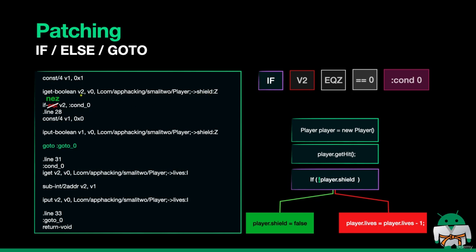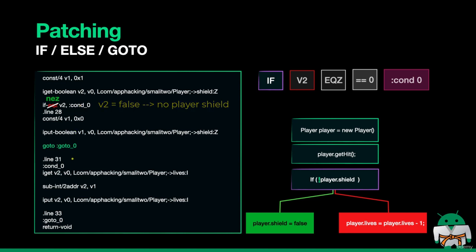We are not having a shield right now, so v2 is holding the value false. Now this becomes a little bit of a brain task, so it's getting a little bit complicated, but let's do this once again. If v2, which is false, is not equal 0, we jump to condition 0. Alright, once again. If v2 is not equal 0, we jump to condition 0. So in our case, v2 is not true. v2 is false.